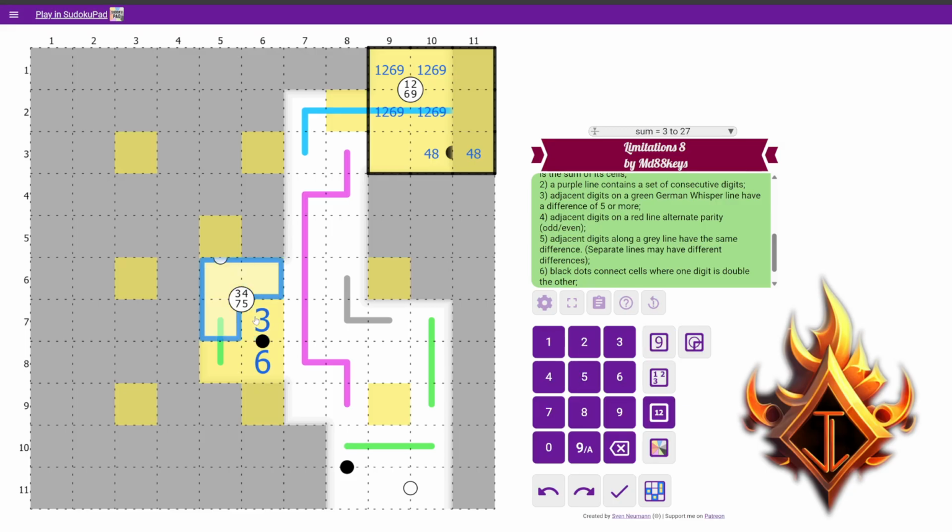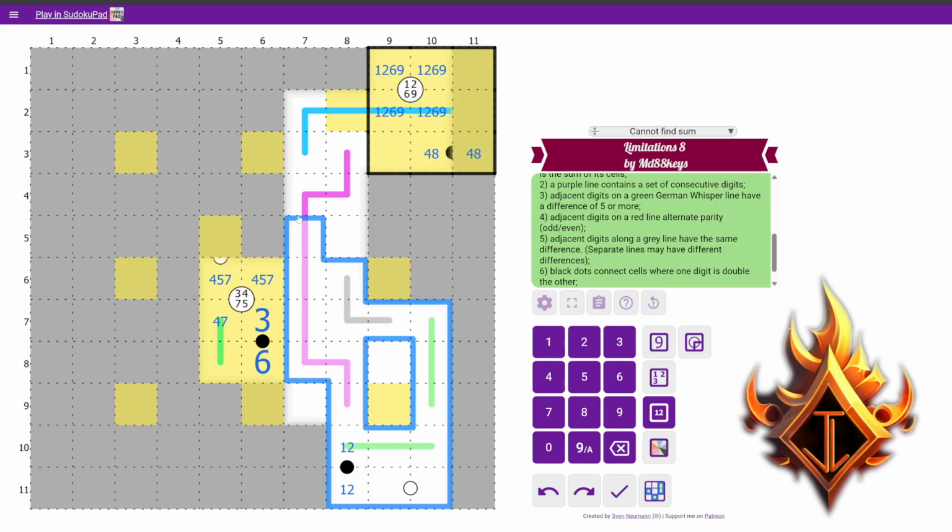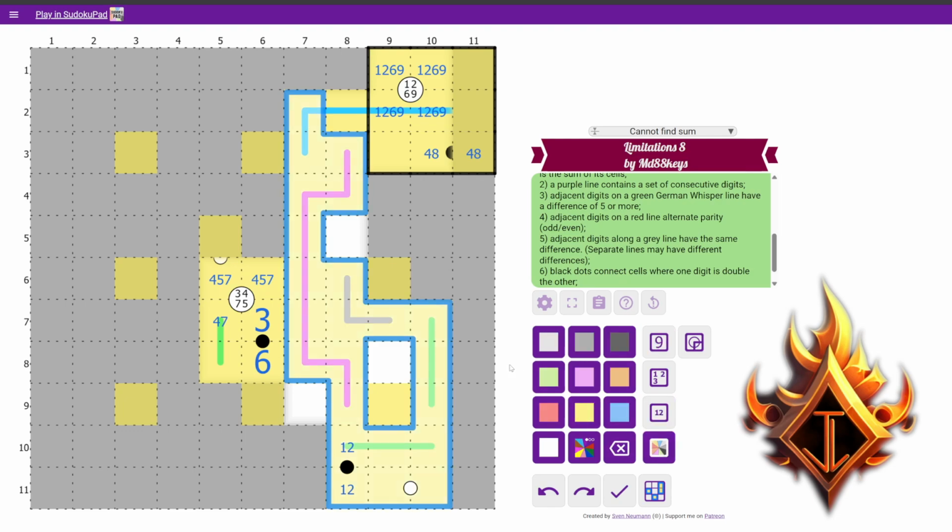And these will be 4, 5, 7. And 5 cannot be on a green line because they would need to be sitting next to a 0 or a 10. So now we have 3, 6, and 4, 8. So 1, 2 is the only thing left. These are all yellow because they have a clue.